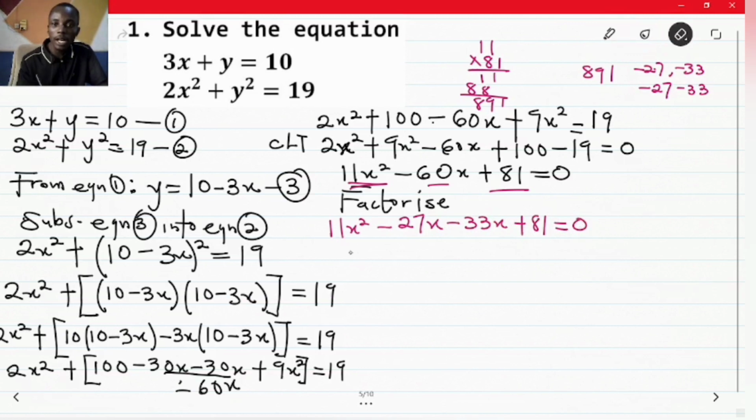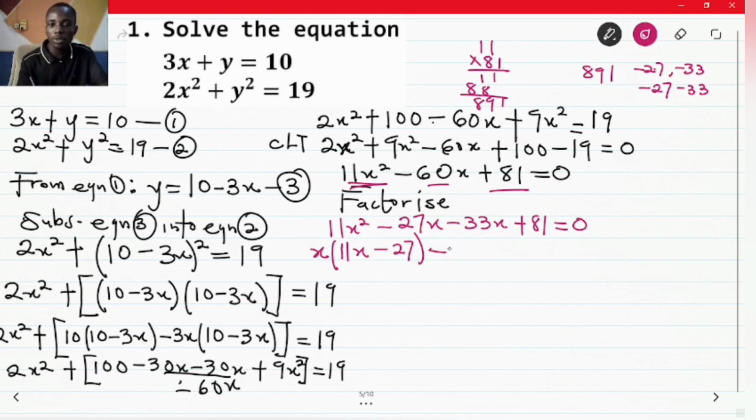So I'm good now. At this juncture I'm going to factorize. I'm going to look for what is common between these two, and as we can see, I only have x to be common, so I bring x out. That's 11x minus 27. Then minus, anything that is here is where I'll bring minus. What is common here? 3 is common.